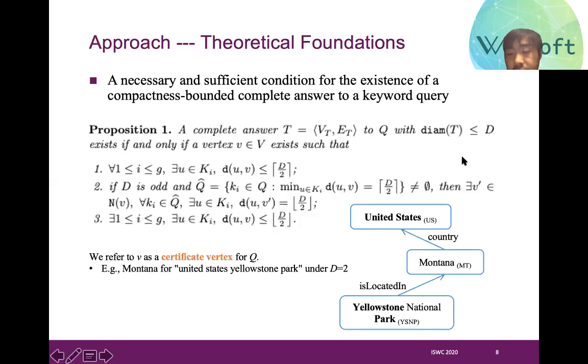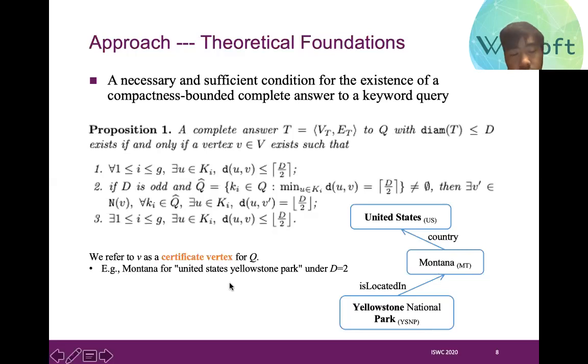How can we find such compact and relaxable answers very efficiently? So our algorithm is based on the following proposition. I don't want to go into the details of this proposition because it's very complex, but the idea is that we actually establish a necessary and sufficient condition for the existence of a compactness-bounded complete answer to a keyword query.